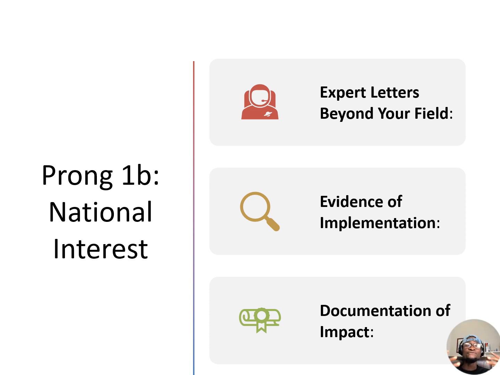So overall, for the second part of prong one about national interest, you basically are looking for expert letters beyond your field. Basically, the lawyers will tell you, people who know your work but do not know you. You're also looking for evidence of implementation. If you have any reports or statistics that can attest to the fact that your work was used in a real world setting, that is also a key plus. And then lastly, but not least, is the documentation of impact.